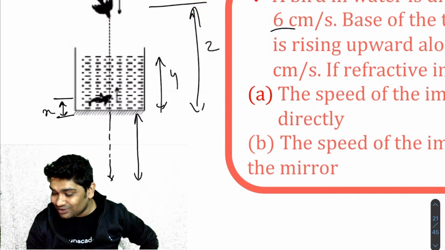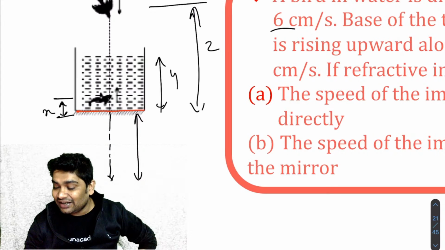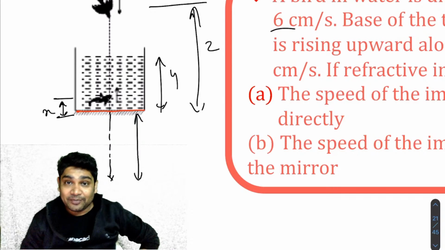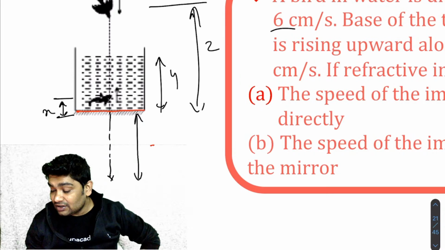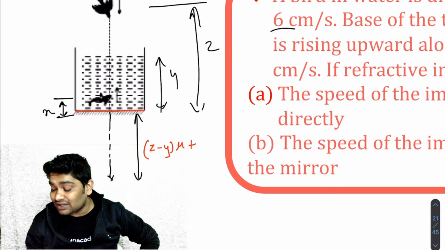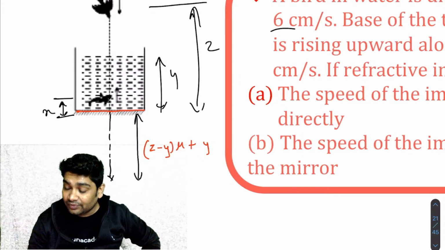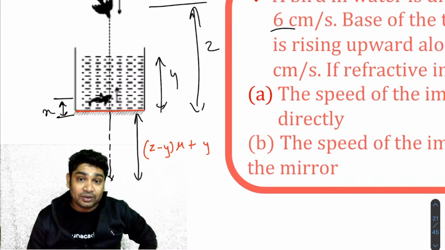So what you need to do is adjust this. Imagine that it was entirely filled with water. Then what would the distance of the bird be? The distance of the bird would have been z minus y times mu plus y. That would have been the apparent distance from the mirror, and that is where the image would have been formed.